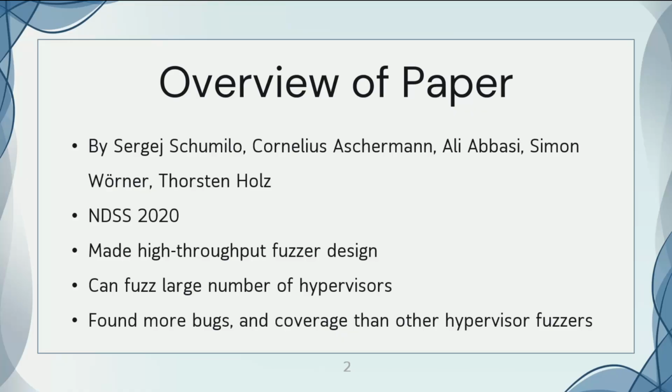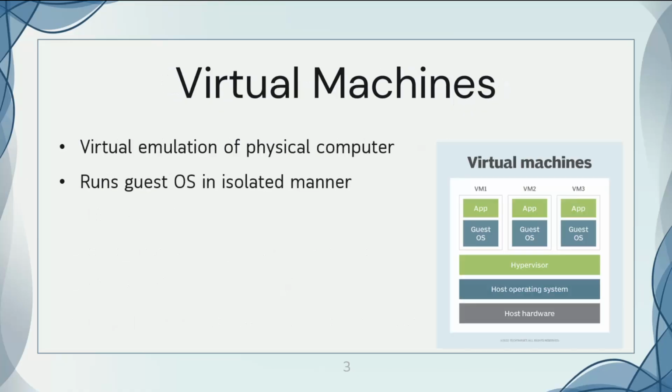Before I get more into the paper, I want to give some background. I want to talk about virtual machines, hypervisors, and fuzzing. Understanding these things makes it easy to understand the paper, so I'm just going to give a quick overview. I'm going to start with talking about what a virtual machine is.